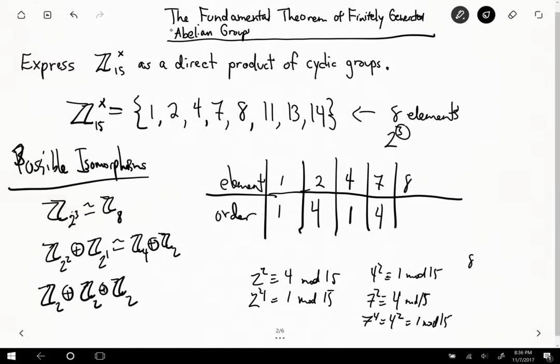Similar manner for 8. So 8 squared is going to be 64, but notice that's 4 mod 15, because 15 times 4 gives you 60, and then you add another 4, that's how you get 64. So that means 8 to the 4th is the same thing as 4 squared, because we squared both sides of this previous one, which means this is going to be equivalent to 1 mod 15. Okay?